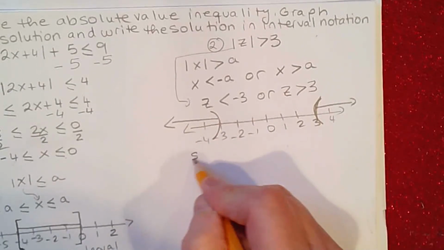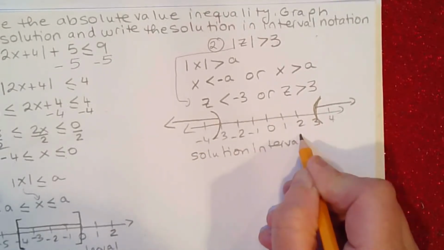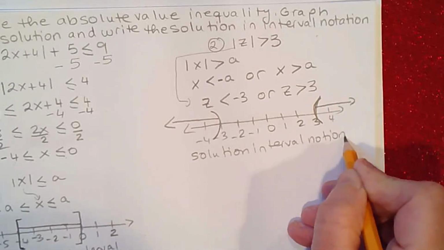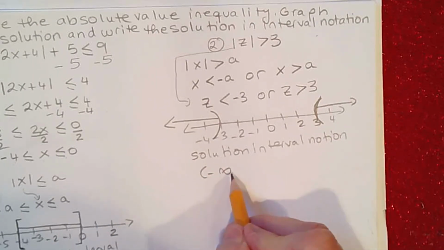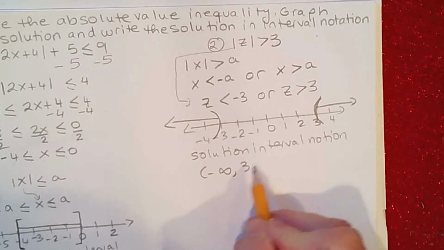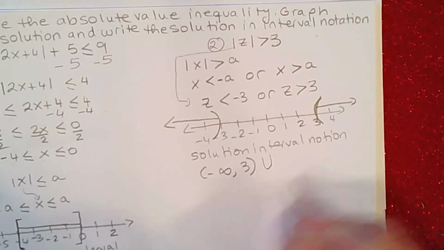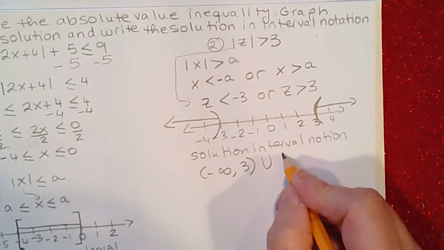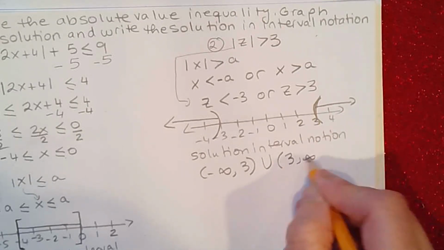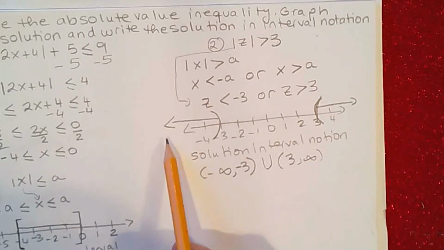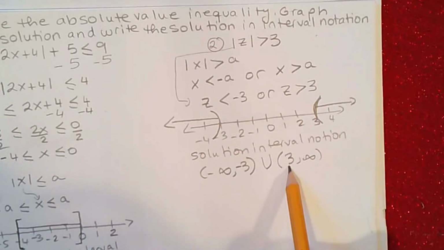The solution in interval notation: anything less than negative 3. So it's from negative infinity, comma, negative 3 is the largest. You put parentheses because negative 3 is not included. Union, anything greater than 3. So parentheses, 3, again 3 is not included, to infinity. So from negative infinity to negative 3, union, parentheses, 3 to infinity.